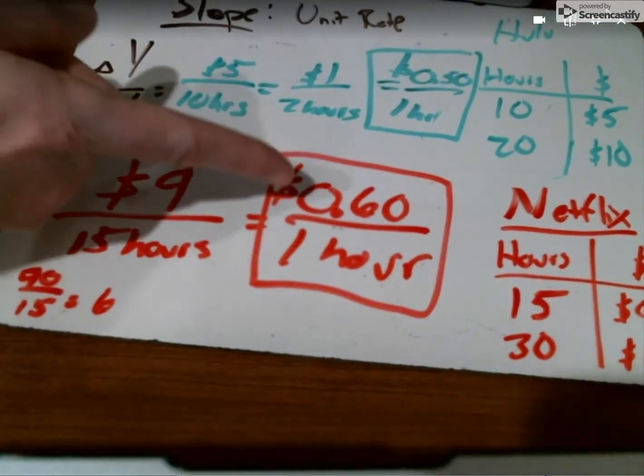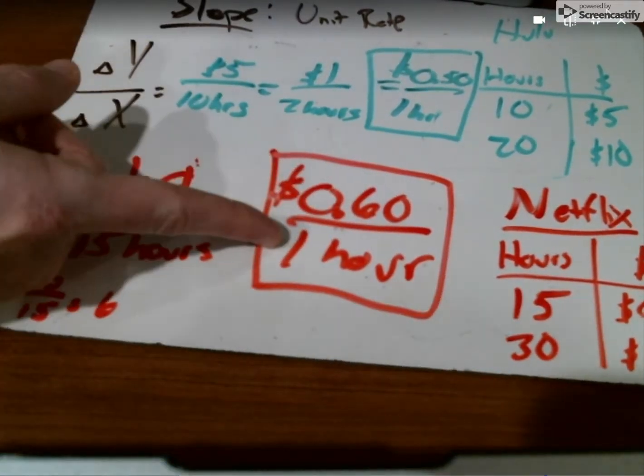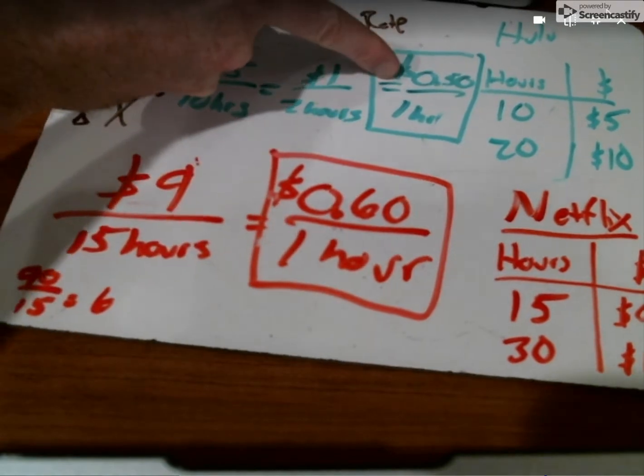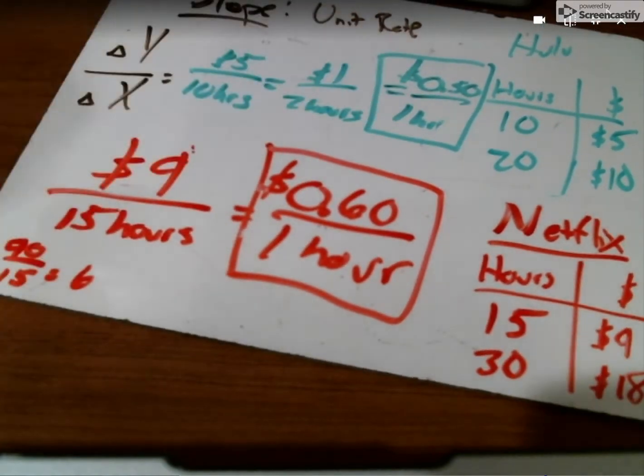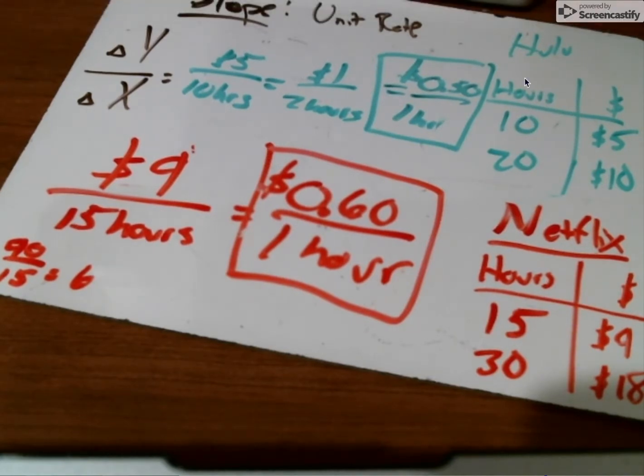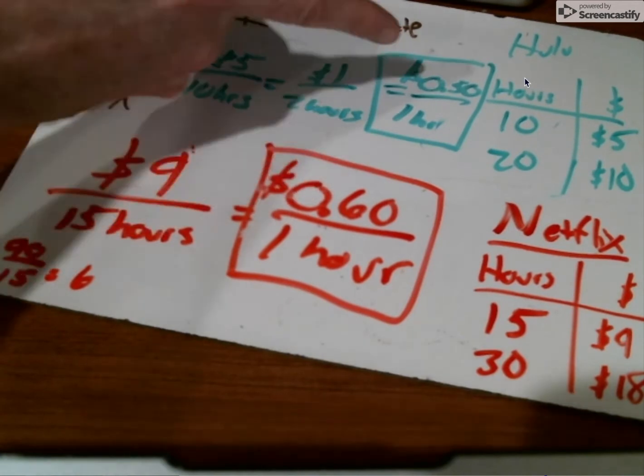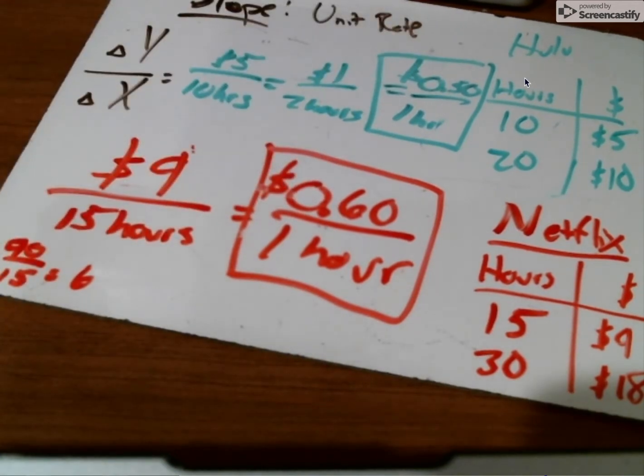So there we see Netflix's slope is 60 cents for every 1 hour. Hulu's slope is 50 cents for every 1 hour. And that's the information we would need to explain what the slope means. Ultimately, Netflix is a little bit more expensive by 10 cents per hour when compared with Hulu, and you can put that answer in yourself.